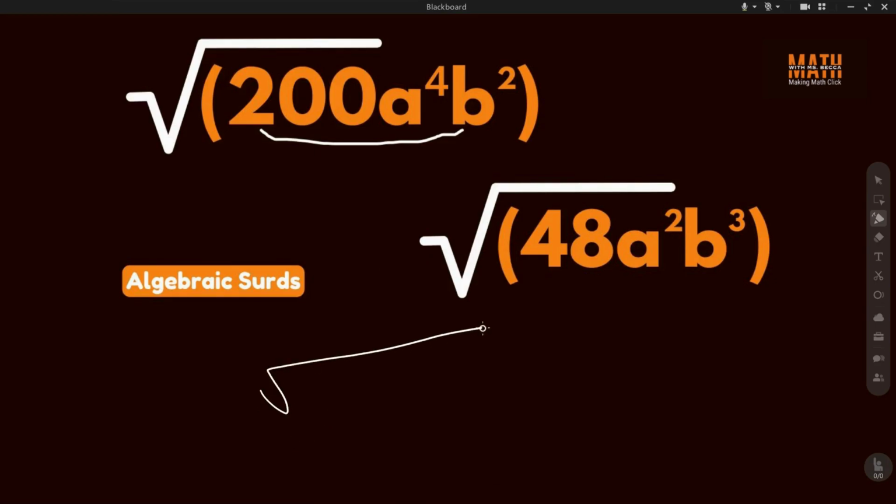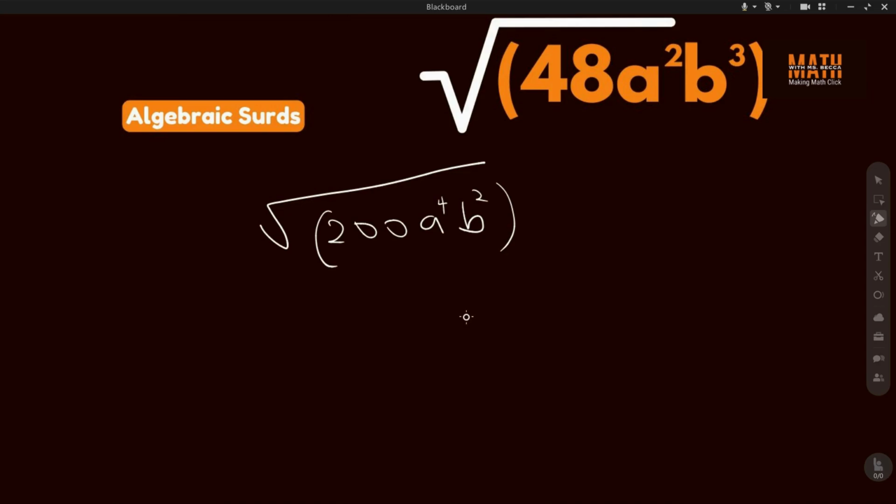We have root 200 a power 4 and then b power 2. To simplify this, we have to take it one after the other. So let's first take the number, then we take the alphabet. So let's first find the factors of 200. Because it's a big number, it might be difficult to find a perfect factor of 200. Although it is easy, with 200, we know 200 is 2 times 100. Since 100 is a perfect square, then we can use this.